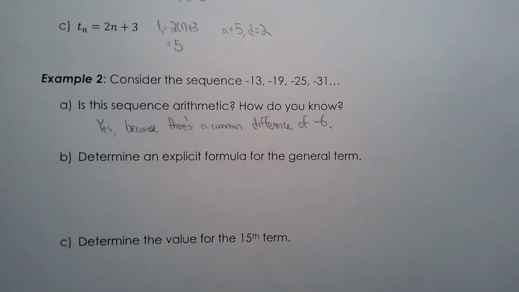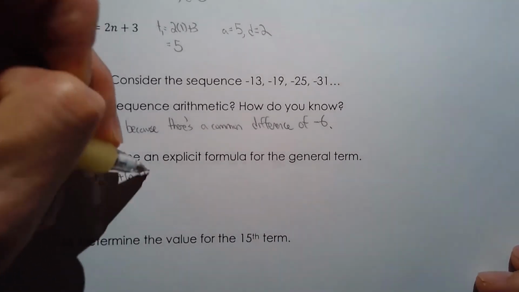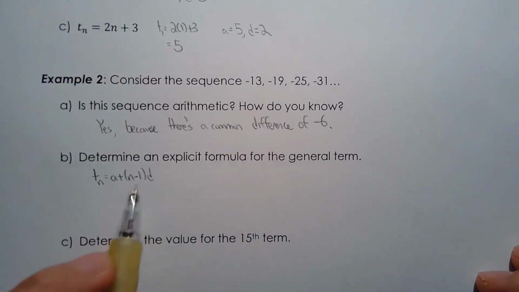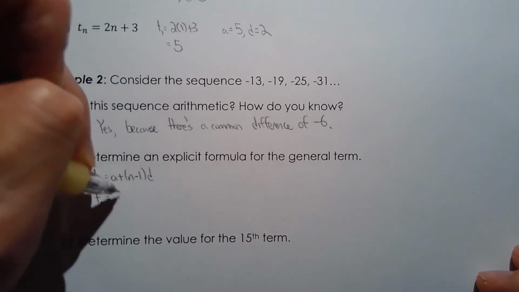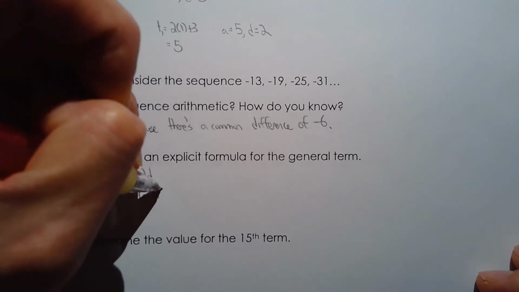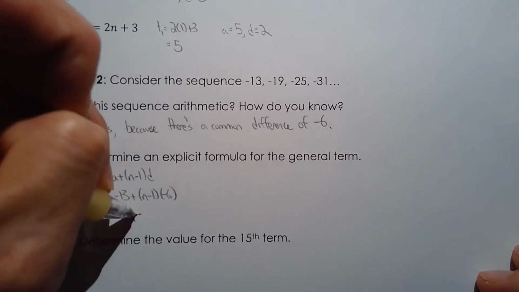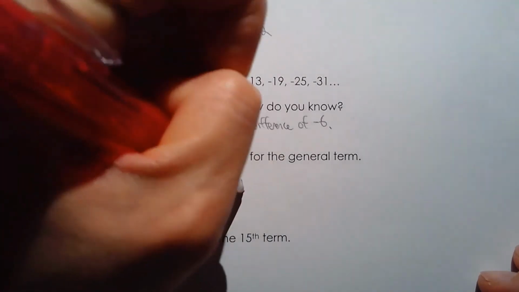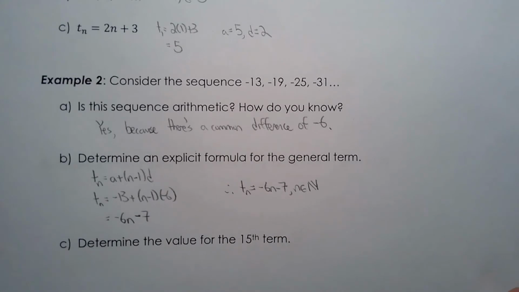All right, so let's find the explicit formula for the general term. t sub n equals a plus (n minus 1)d. If I want the formula, I need a and I need d. So I know a is -13 and d is -6 based on the sequence. Of course, we're going to simplify this. So let's write it nicely here. The nth term is equal to -6n minus 7. n is a natural number. Always add that, because it goes from continuous to discrete, and that's what we're focusing on in this unit.